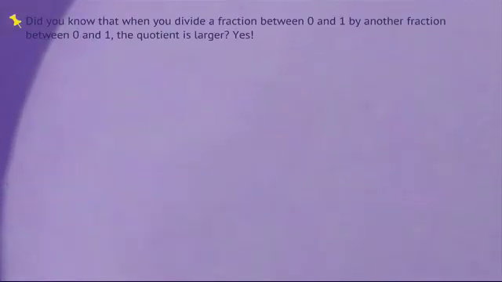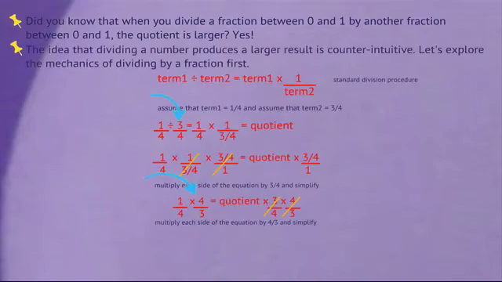Did you know that when you divide a fraction between 0 and 1 by another fraction between 0 and 1, the quotient is larger? Yes. The idea that dividing a number produces a larger result is counterintuitive. Let's explore the mechanics of dividing by a fraction first.